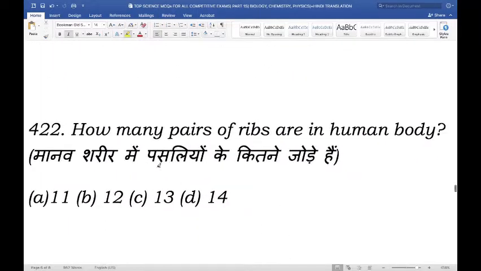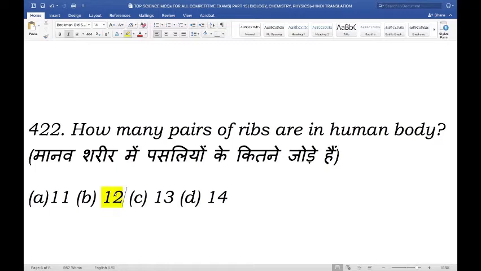Next, how many pairs of ribs are found in the human body? Is it 11 pairs, 12 pairs, 13 pairs, or 14 pairs? And the right answer here is 12 pairs. In humans, there are normally 12 pairs of ribs.